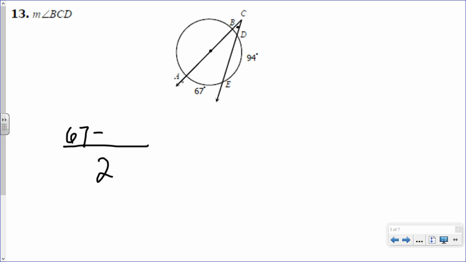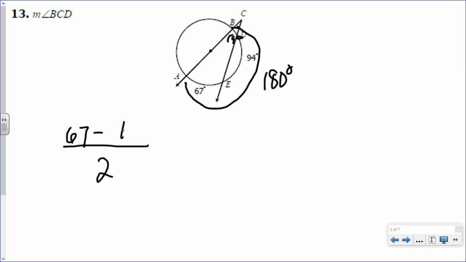But as we can see here, AC is actually a diameter. So that means it splits the circle in half. So that means all the way from A this way all the way to B is 180 degrees because it's a semicircle. And we know we have 67 and 94. We can figure out what BD is by doing 180 minus 67 minus 94. And we end up with BD as being 19 degrees.